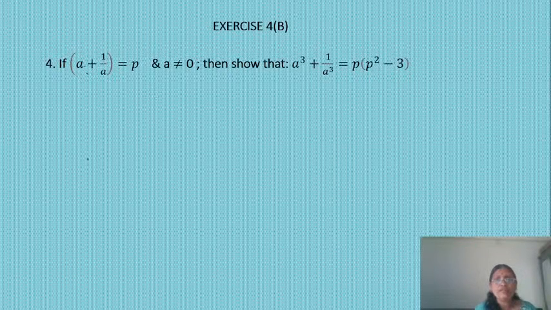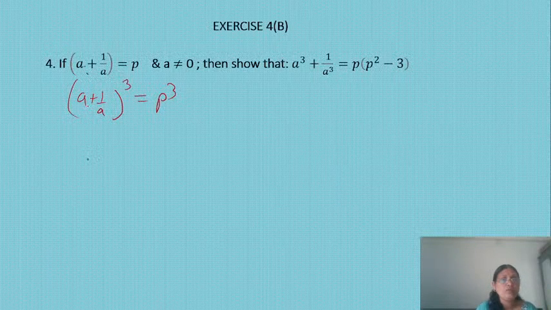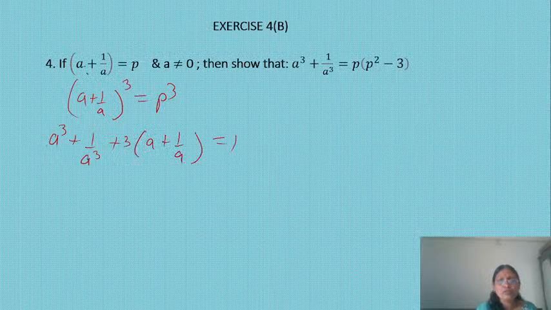Chalo. So what shall we do over here now again? It is a cube. If a plus 1 upon a is equal to p and a is not equal to 0, then show that a cube plus 1 upon a cube is equal to p bracket p square minus 3. Okay, so let us start cubing this. So we take a plus 1 upon a the whole cube is equal to p cube. Expand. What is a plus 1 upon a the whole cube? It is a cube plus 1 upon a cube plus 3 in bracket a plus 1 upon a, which is equal to p cube.